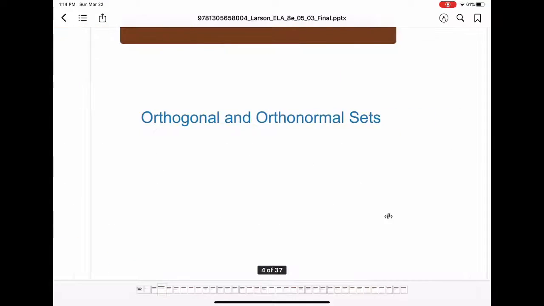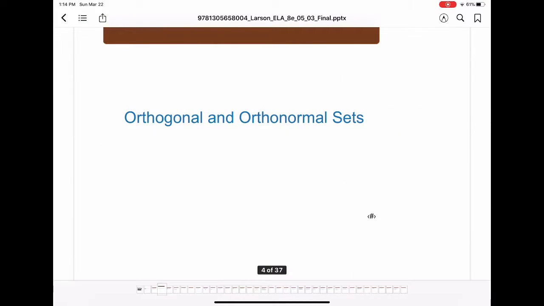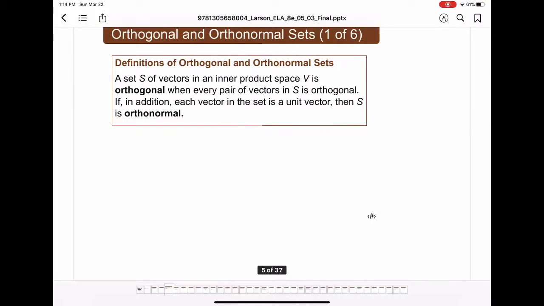All right, so let's talk about orthogonal and orthonormal sets. Here's the definition. A set S of vectors in an inner product space V is orthogonal if every pair of vectors in S is orthogonal.